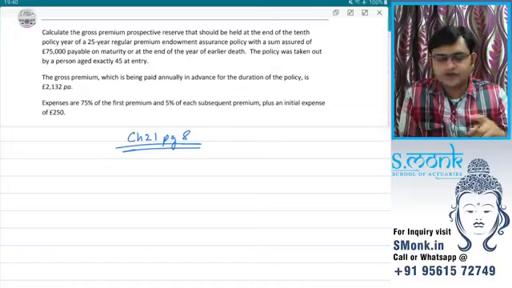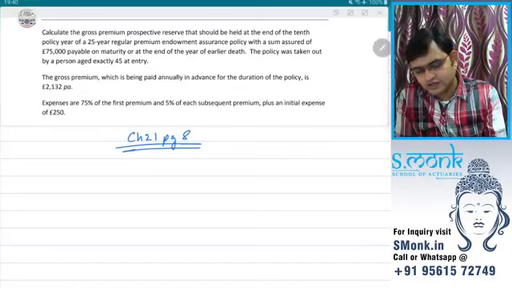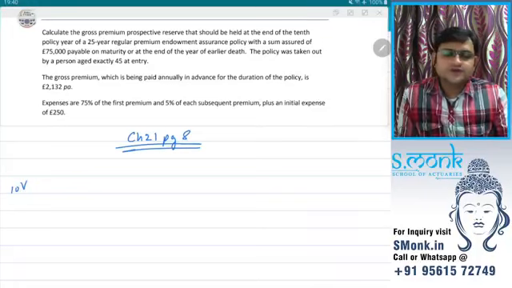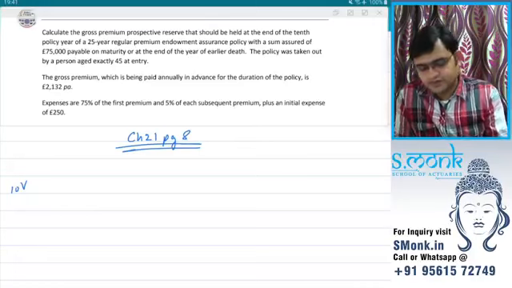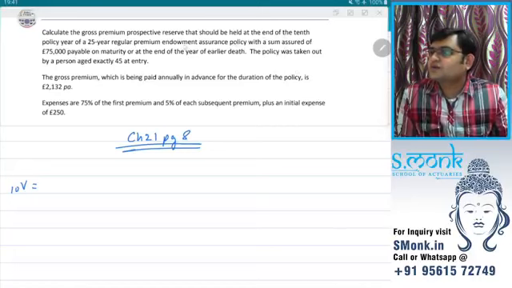So we are talking about prospective reserve. You can just write 10V, because we are talking about the reserve kept at the end of 10 years. Because we are talking about prospective reserve, we would be taking future benefits minus future premium. So how much was the benefit? It is 75,000 payable on maturity or at the end of the year of earlier death.